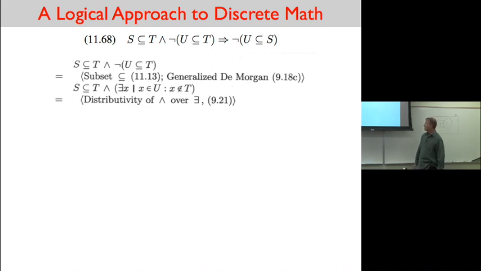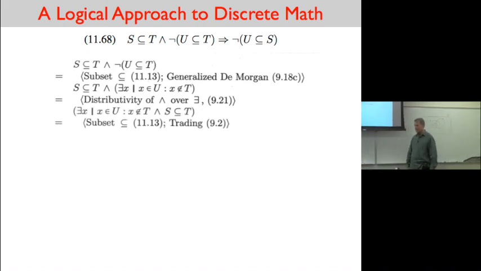Okay. Distributivity of and over there exists. So now we're going to pull it in. Watch this. So can you pull it in? Good. There exists an x, range x is an element of U, body S is a subset of T, yes, and x is not an element of T. Yes.